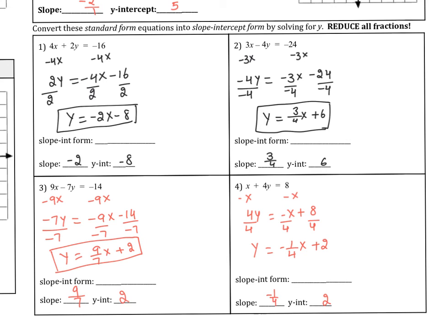For number 4, you're going to subtract x on both sides. 4y will be equal to negative x plus 8. Divide each side by 4, and 4 and 4 cancel. y equals negative 1 over 4 x plus 2, where m is negative 1 over 4 and y-intercept is 2.